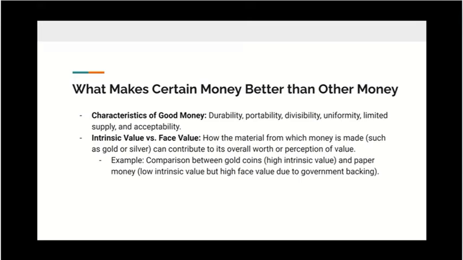Next, what makes one form of money better than another? So good money has several characteristics. It must be durable, portable, divisible, uniform, limited in supply, and also widely accepted. So money's value can be intrinsic, which means that it's based on the material it's made from, like gold coins, or nominal, where its value is defined legally, such as paper money, which we use today. So the intrinsic value of gold coins ensures that they have worth beyond just their face value, making them highly prized historically.